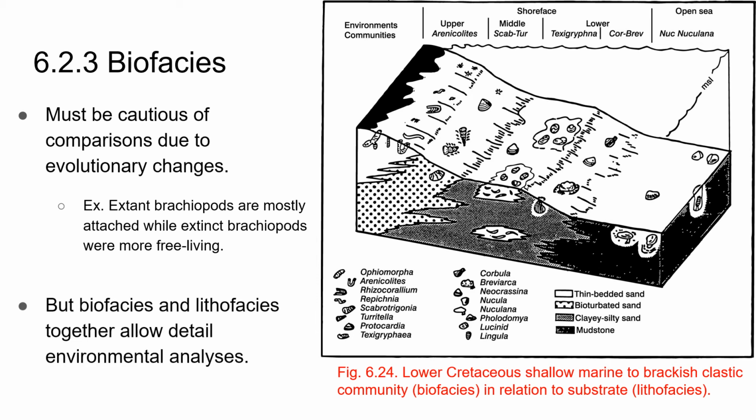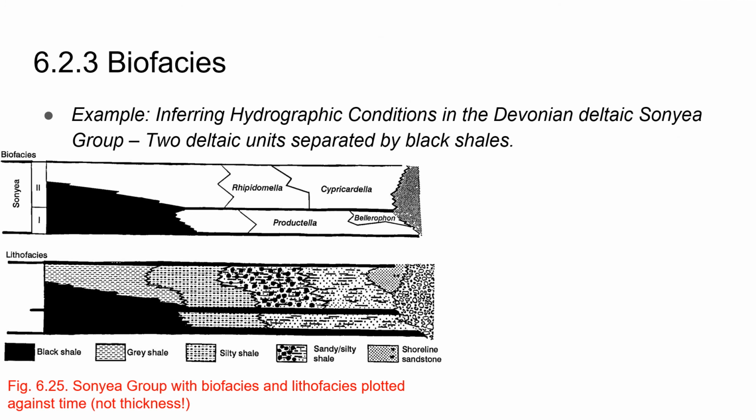Together, biofacies and lithofacies can produce some pretty detailed environmental analysis. And let's look at an example of how this can happen. So we can actually infer some hydrographic conditions from, we're going to go back to looking at some of those deltaic Devonian units, in this case the Sonia group.